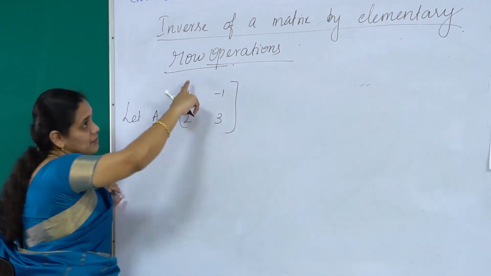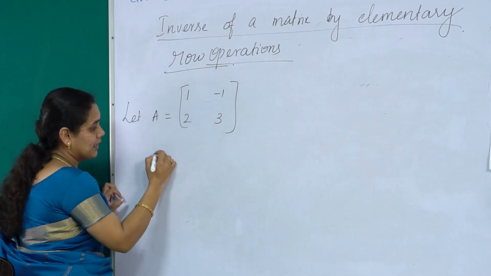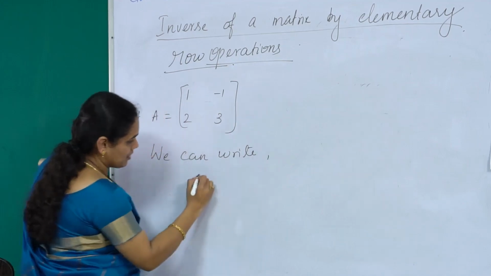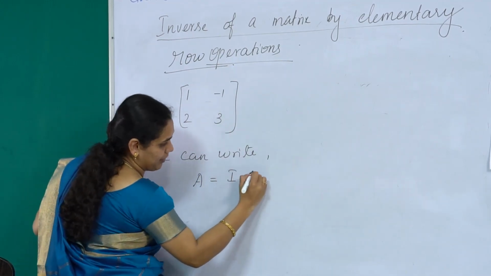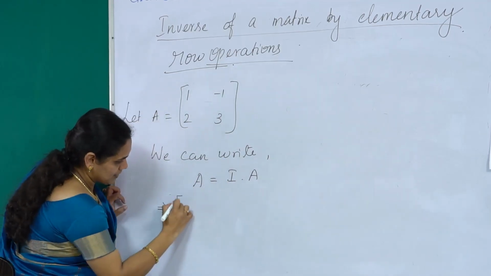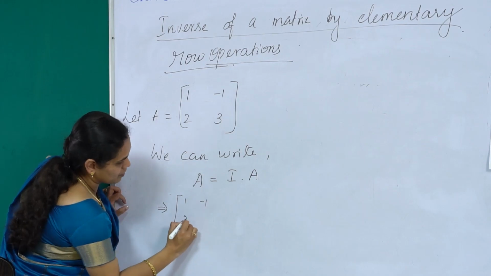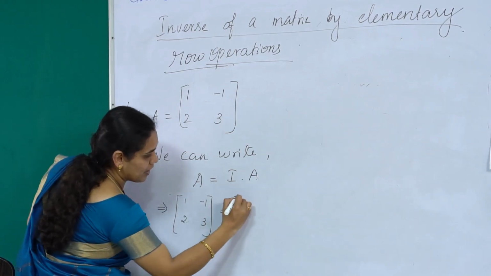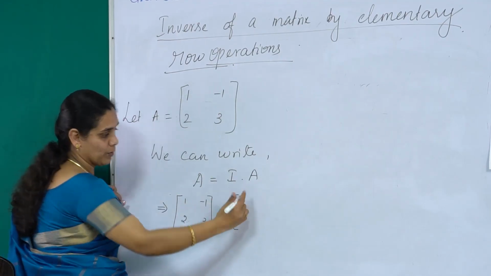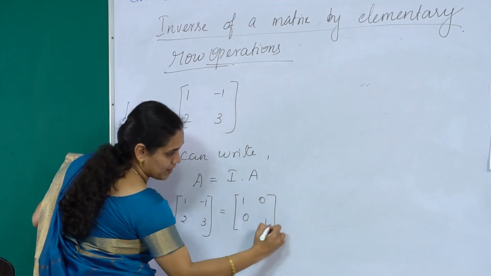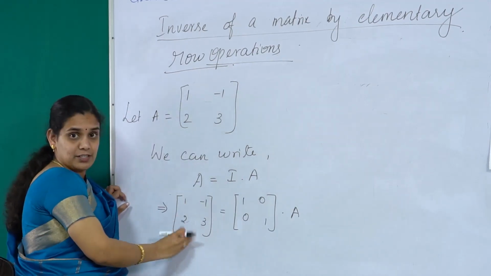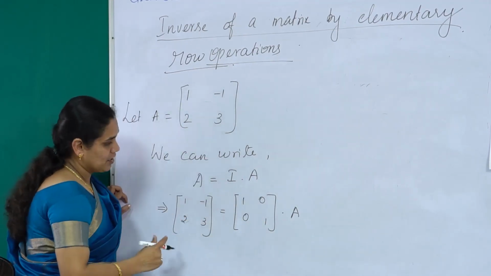Since I'm going to use row operations, we can write A equal to I into A. Please don't change this order, A equal to IA. What is A? 1, minus 1, 2, 3. That is equal to the I matrix. Since it is a 2 by 2 matrix, we have to choose the identity matrix also of order 2, that is 1, 0, 0, 1, into A. Here you do not need to give the values of the matrix. Just keep A only till the last.